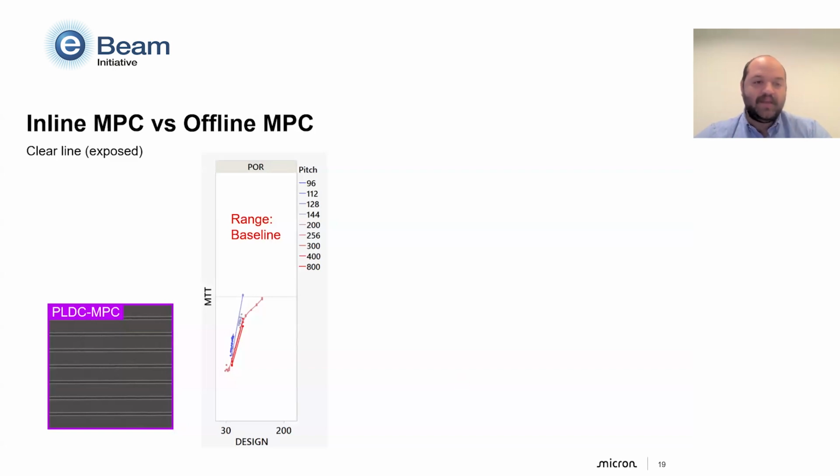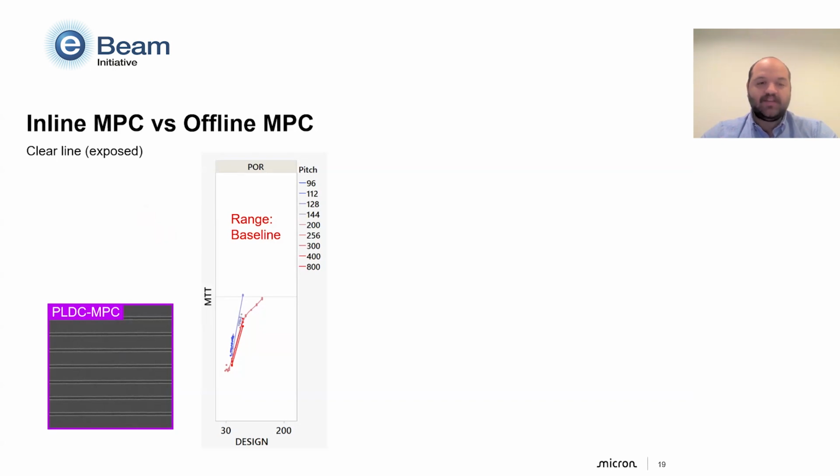First, we'll look at inline MPC versus offline MPC. So for this clear line, this is a clear exposed target. So this is the clear exposed line here. The baseline error range between various design sizes was examined through various pitches. The CD range or the MTT error range for this process is considered the baseline range for the error. Reducing this as much as possible is the goal of MPC.